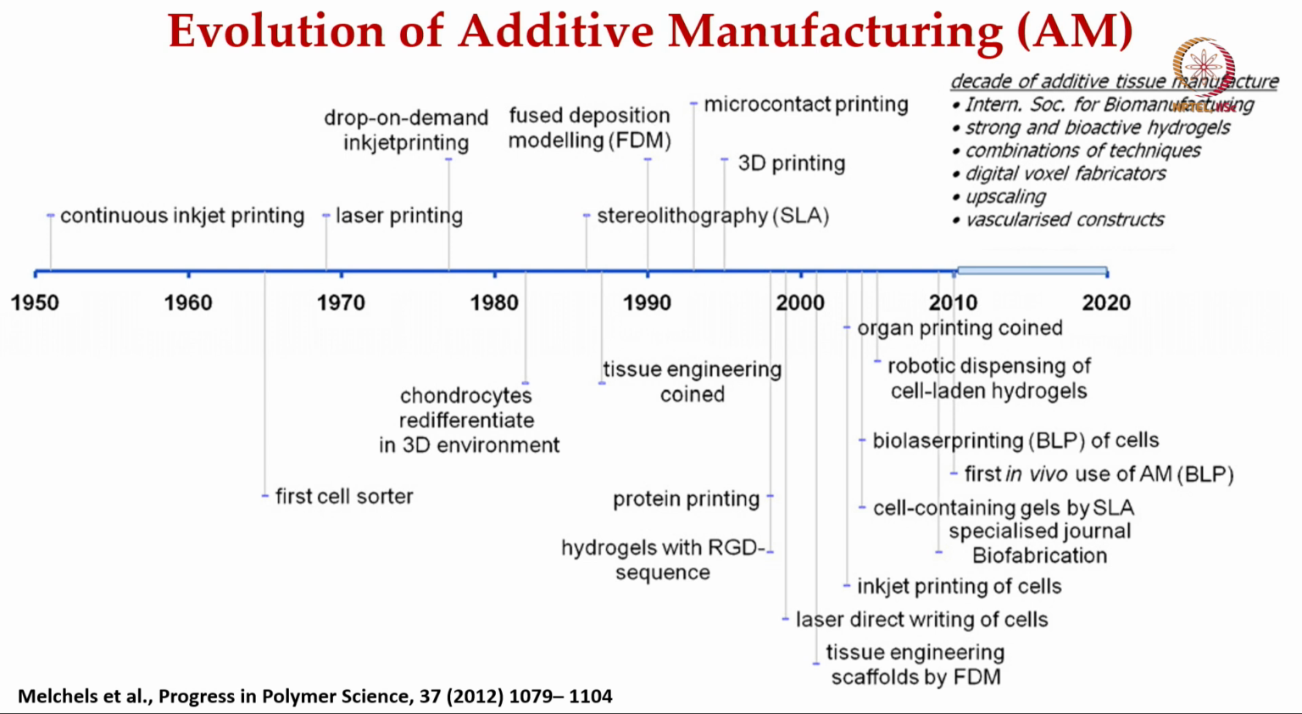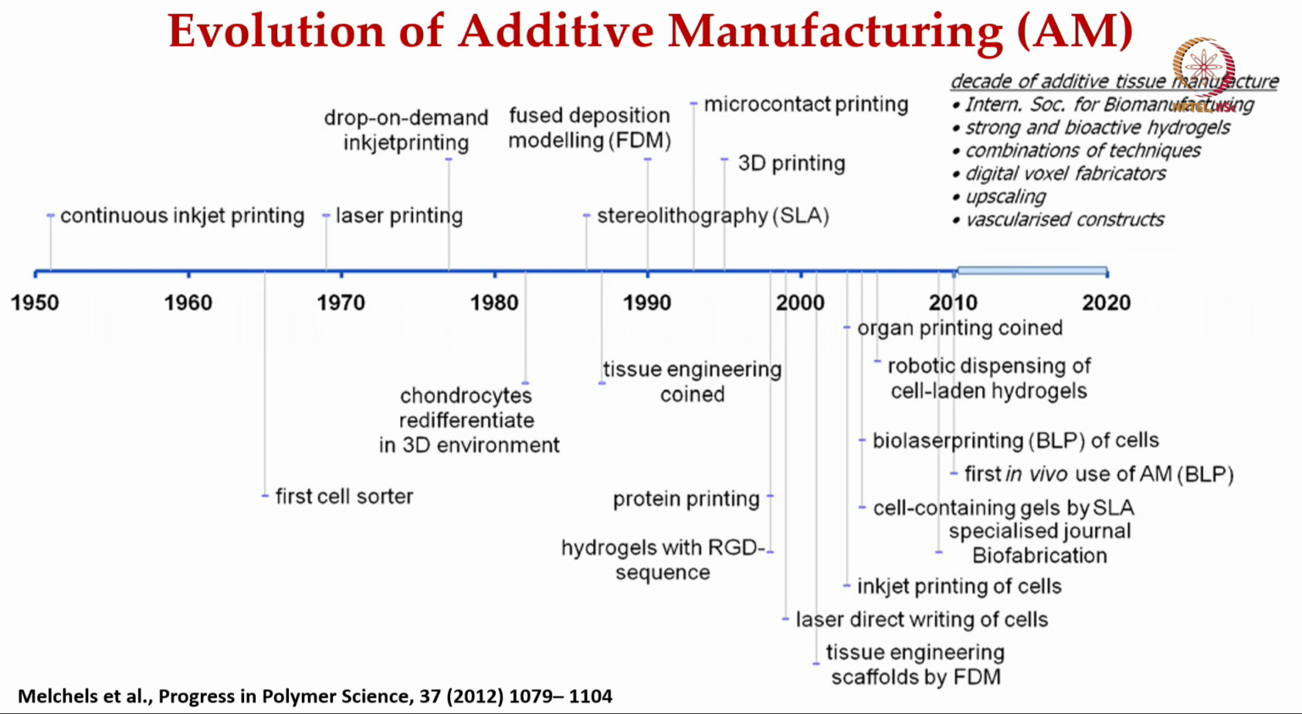Between 1990 and 2000, several inventions took place, for example microcontact printing, 3D printing, protein printing, and hydrogels with RGD sequence. Hydrogels are large macromolecular networks of polymers which have the ability to contain a significant amount of water molecules. Soon after 2000, in the period 2000-2010, as you see in this timeline, it is a very busy decade, with multiple major inventions or discoveries recorded.